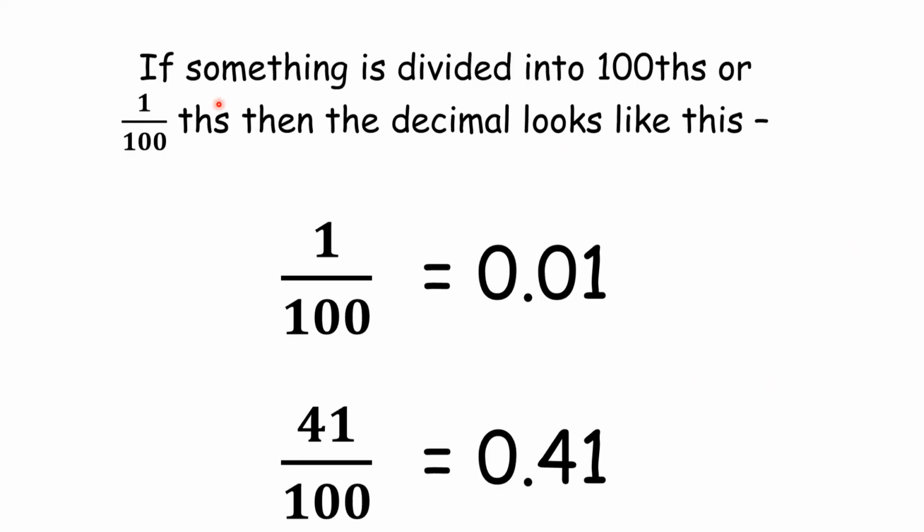Okay, now here we have seen the grid, which is divided into 10 parts. I wanted to make it easy for you, so firstly I've started with 10 parts only. Now if something is divided into 100 parts, then the decimal will look like this. How? See, in the denominator now we have how many zeros?